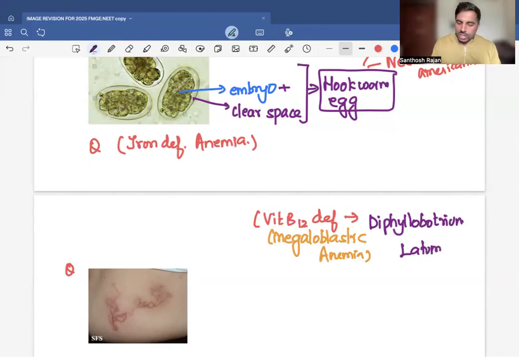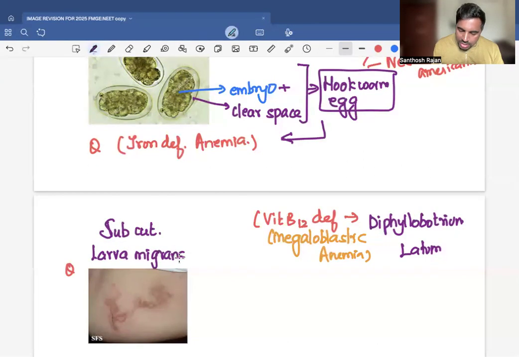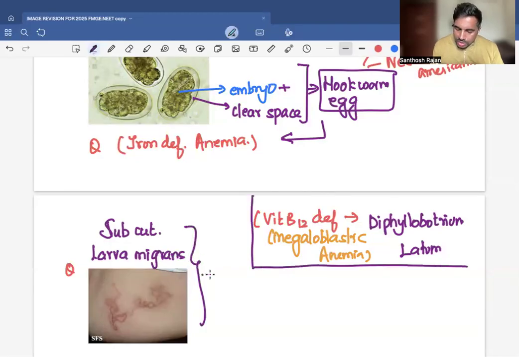Okay, so iron deficiency anemia means this is the hookworm, and again, this is called larva migrans. This is actually called subcutaneous. We have visceral larva migrans and subcutaneous. This is under the skin. So subcutaneous larva migrans is a separate one. This is also by hookworm.